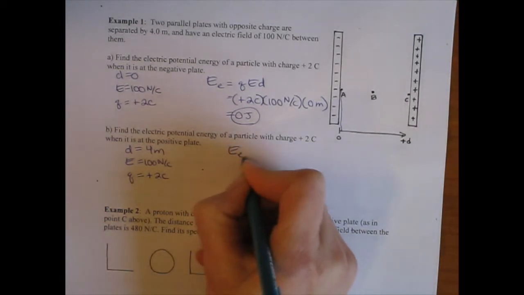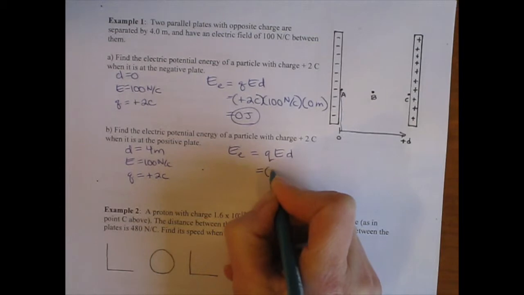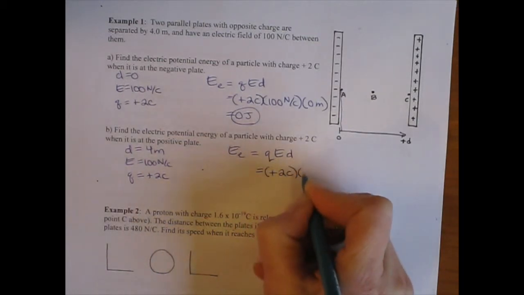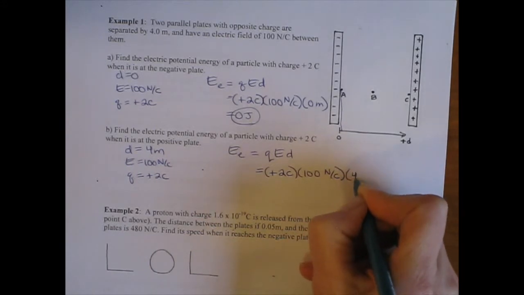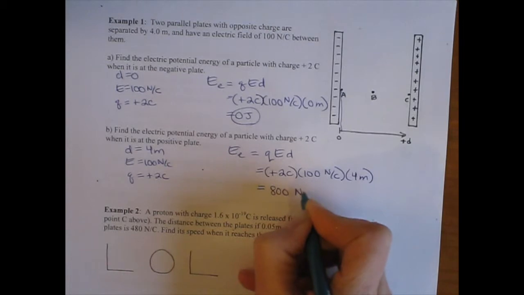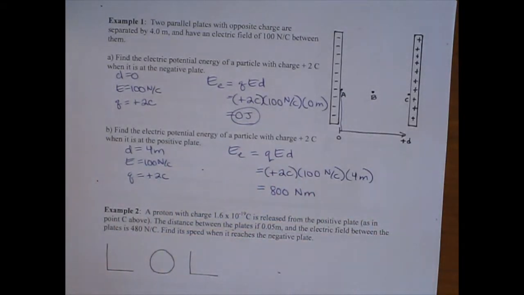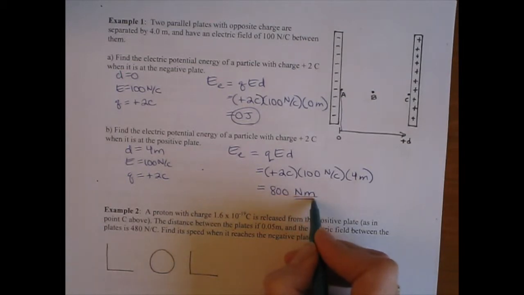And we can calculate the electric potential energy. Q times E times D: positive 2 coulombs times 100 newtons per coulomb for the electric field times a position of 4 meters, and that gives us 800 newton meters. Now we're talking about energy here. Do you remember what a newton meter is equivalent to?